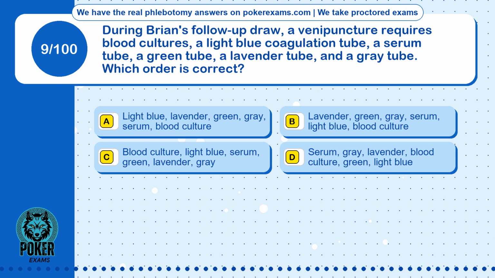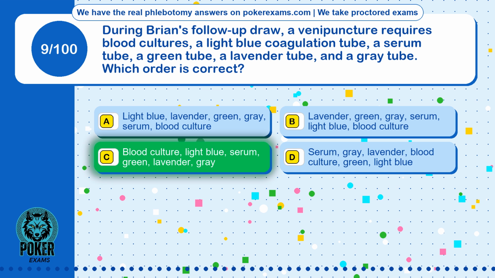Question 9. During Brian's follow-up draw, a venipuncture requires blood cultures, a light blue coagulation tube, a serum tube, a green tube, a lavender tube, and a gray tube. Which order is correct? Option A. Light blue, lavender, green, gray, serum, blood culture. Option B. Lavender, green, gray, serum, light blue, blood culture. Option C. Blood culture, light blue, serum, green, lavender, gray. Option D. Serum, gray, lavender, blood culture, green, light blue.